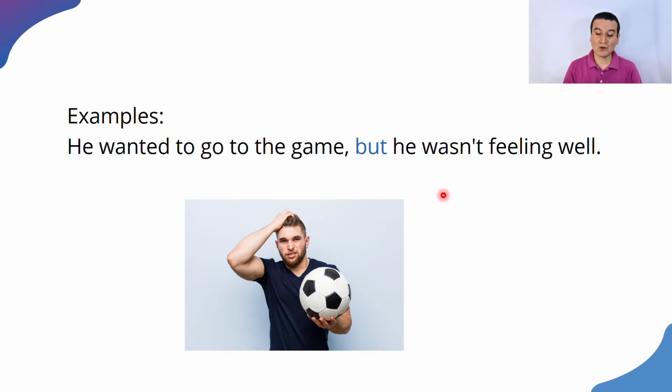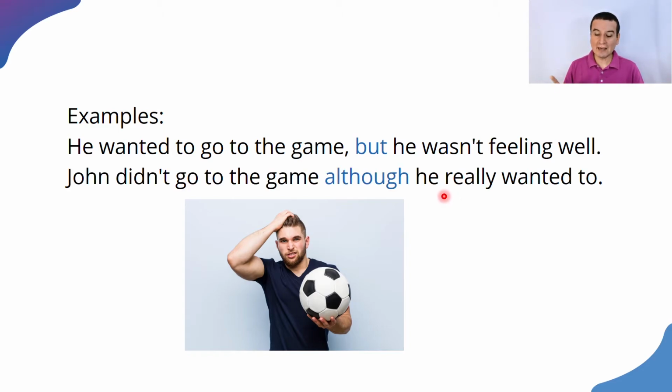All right? So look at the other example. John didn't go to the game. He didn't go to the game. So that is like negative, right? He didn't go to the game, although he really wanted to. Oh, he wanted to go, but he didn't go. So the two things kind of contradict each other, and that's why we are in the presence of some relationship of contrast. All right? That is the idea.